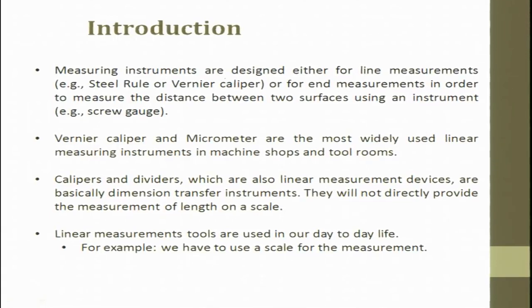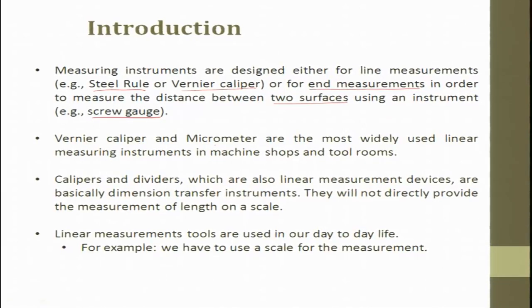So, measuring instruments are designed either for line measurement or for end measurement. We saw earlier how we convert line to end and end to line. When we talk about line measurement, the examples are a steel ruler or vernier caliper. End measurement is always to make sure that the flat surfaces are in contact, and then we try to measure the length. An example is the screw gauge.